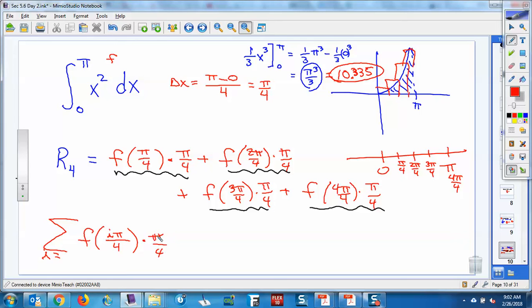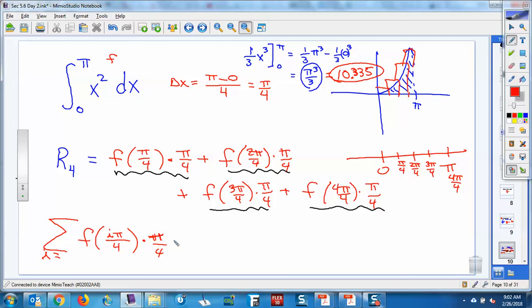Pi over 4. Okay. Look, every single one of those terms has a pi over 4 outside of it. Every single one of those terms has an F, a parenthesis, a fraction mark, a 4 on the bottom, and a pi on top. The only thing that changes is the 1 in front of the pi, then a 2, then a 3, then a 4. That's going to be the I.